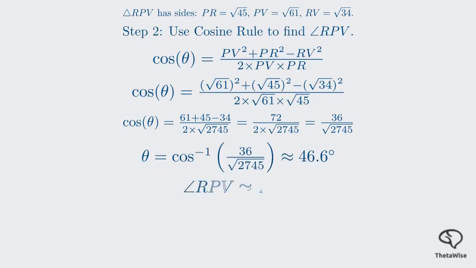Finally, we take the inverse cosine to find the angle. The angle θ is approximately 46.6 degrees. So the measure of angle RPV is about 46.6 degrees.